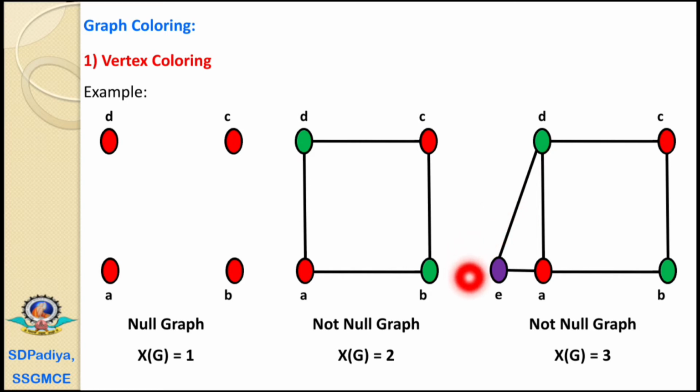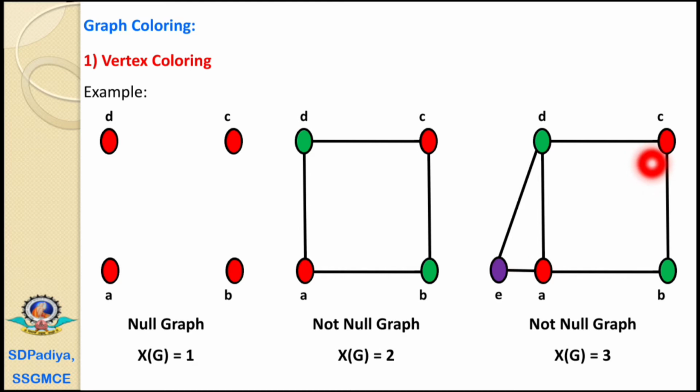But for the node E, the node E is adjacent to the A, which is red, and node E is also adjacent to the node D. Therefore we cannot define the red as well as green to the node E. Therefore now we have used the third color for the node E.